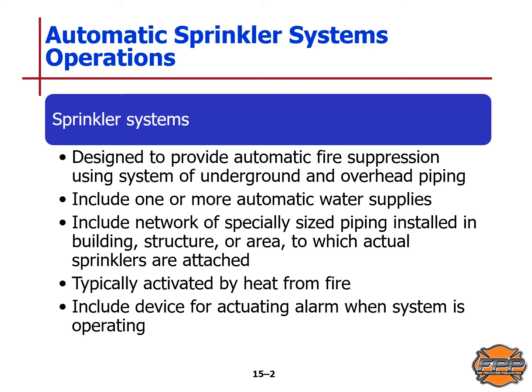Sprinkler systems are designed to provide automatic fire suppression using a system of underground and overhead piping. They include one or more automatic water supplies and a network of specially sized piping installed in a building, structure, or area to which actual sprinklers are attached. They typically are activated by heat from a fire and include a device for actuating an alarm when a system is operating.